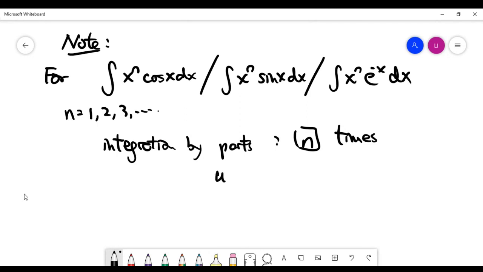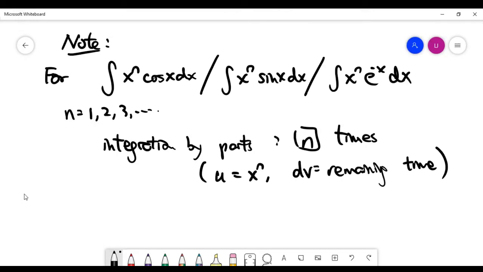So that's the key here. And we have to let u be the x to the power n term and dv be the remaining term. So if you keep doing that n times, you're able to get to the final answer for all these types of integrals. And that's the end of this video.